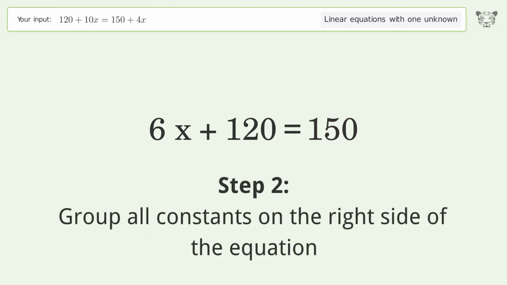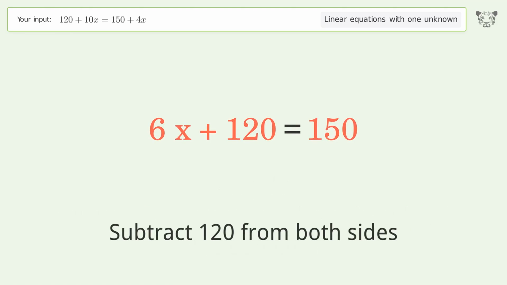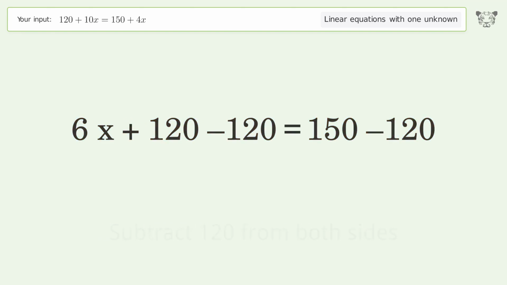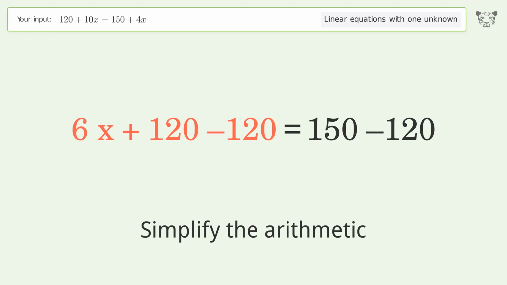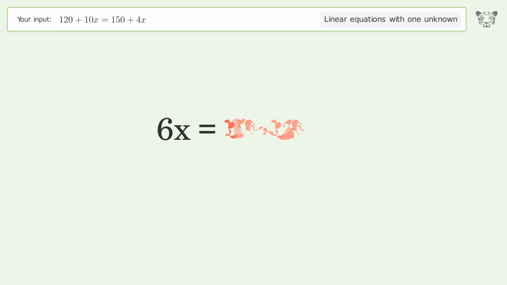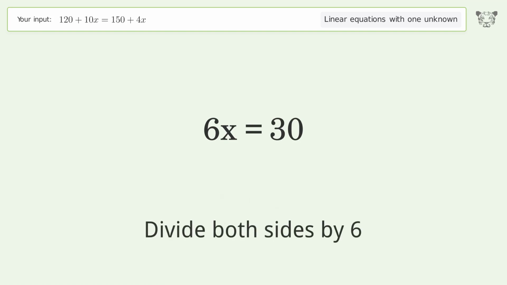Group all constants on the right side of the equation. Subtract 120 from both sides. Simplify the arithmetic. Isolate the x. Divide both sides by 6.